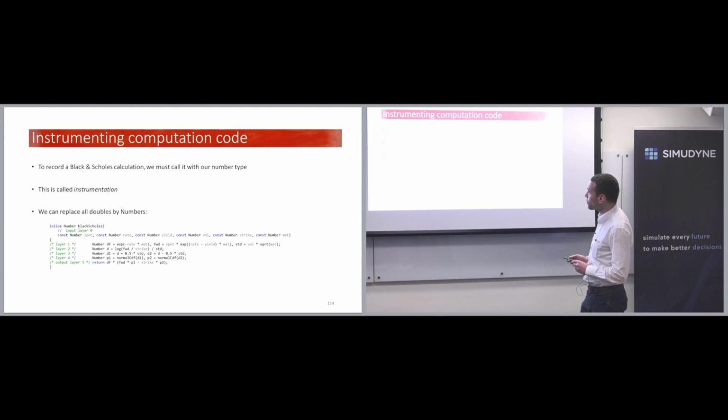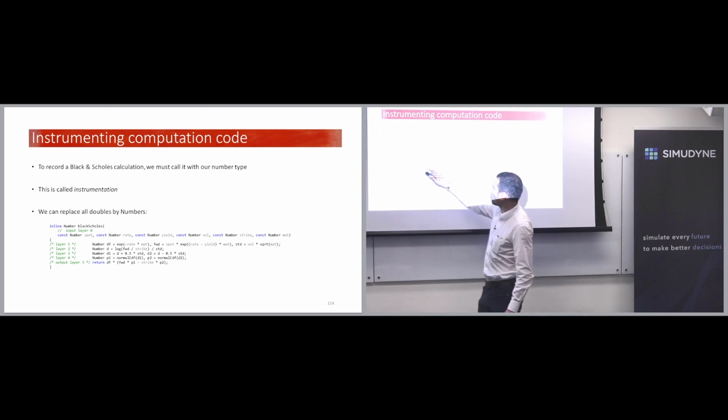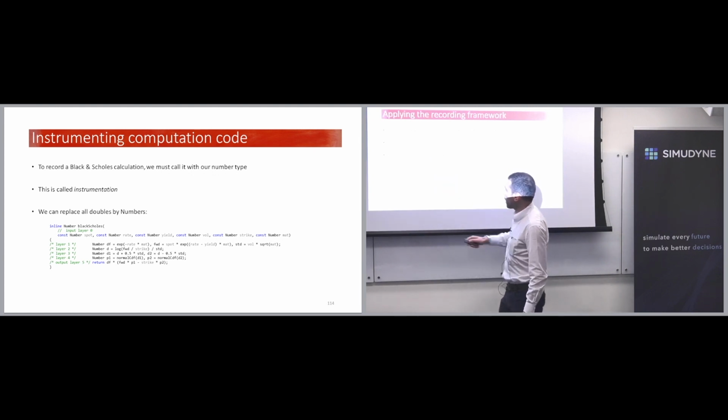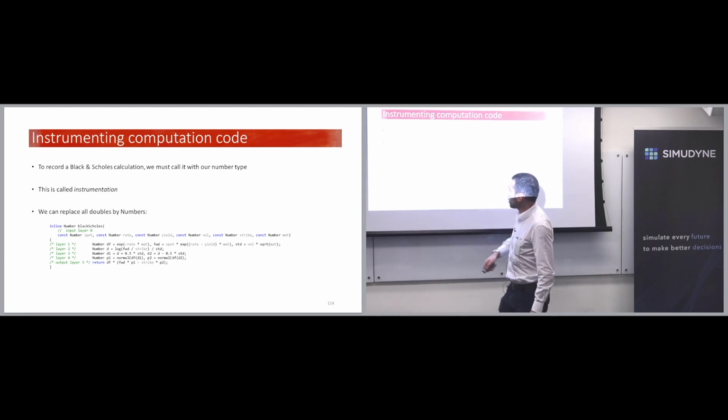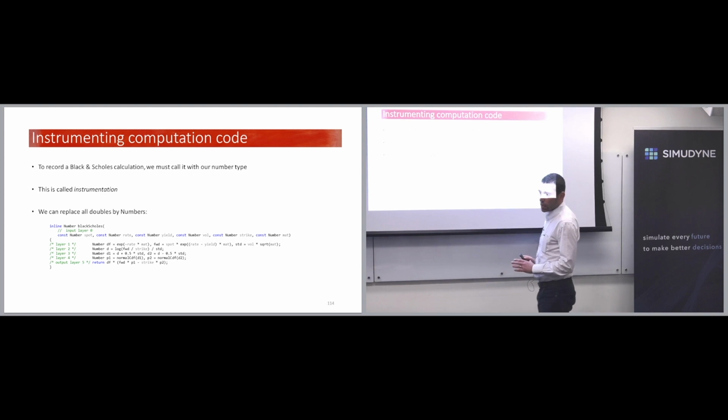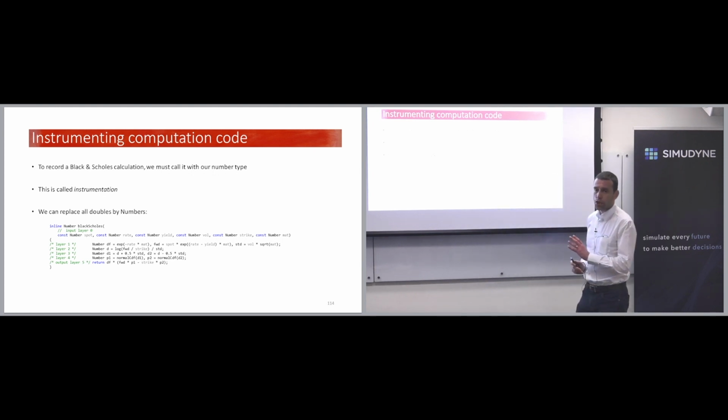To record a Black-Scholes calculation, we must call it, but with our number type, not with doubles. This is called instrumentation. So what we can do is replace all doubles by numbers. You see, I did a Control H, and every double here I replaced by numbers. Otherwise, the code is the same, right? That would work. It would do the job, but it's definitely not recommended.